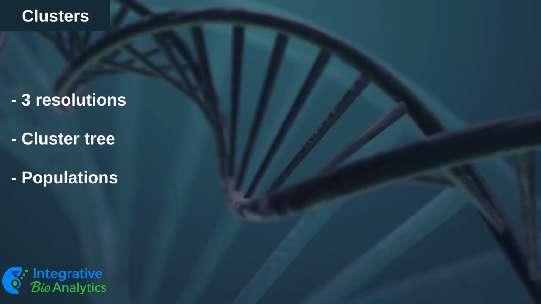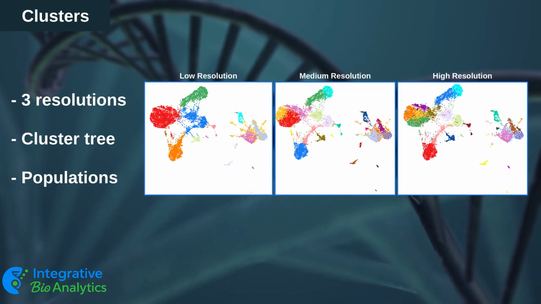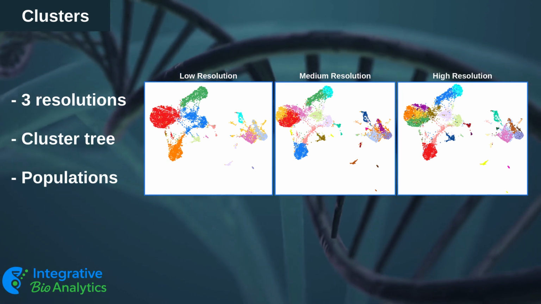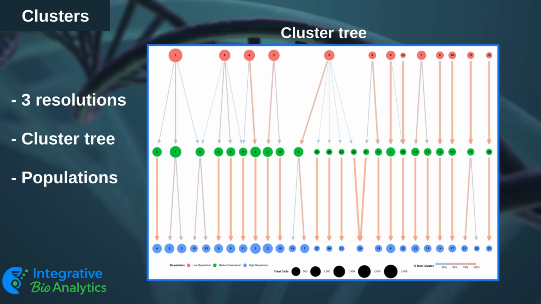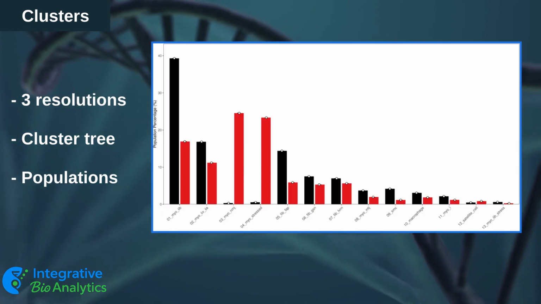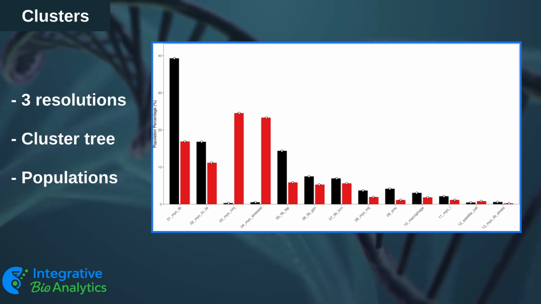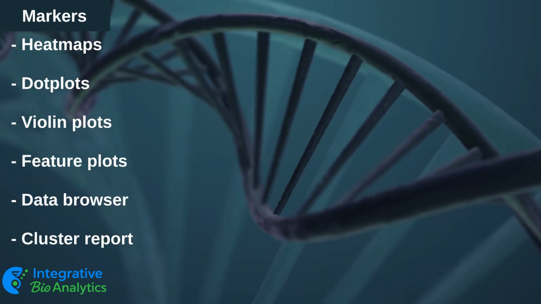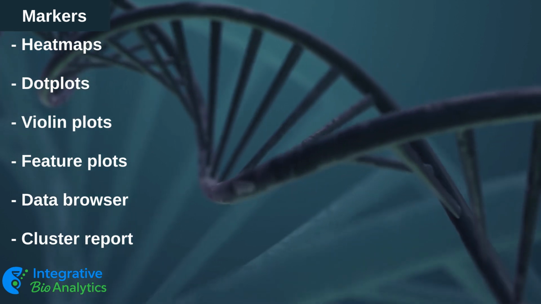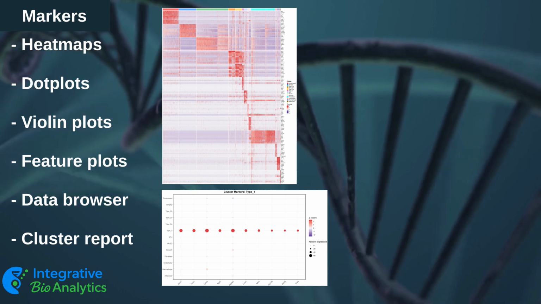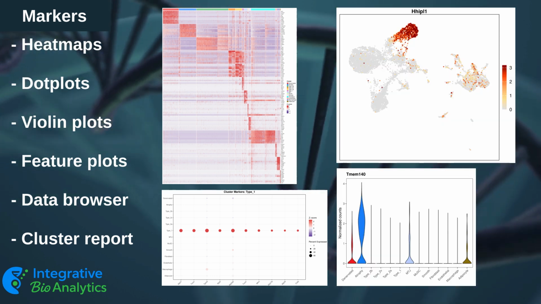First, cell clustering. Clustering is done at 3 different resolutions so you can choose the best level of detail for your research. Check the cluster tree to understand how clusters are further divided at higher resolutions and examine the bar plots for population compositions. Each cluster has associated marker genes. We include multiple visualizations: heat maps, dot plots, violin plots, and feature plots.